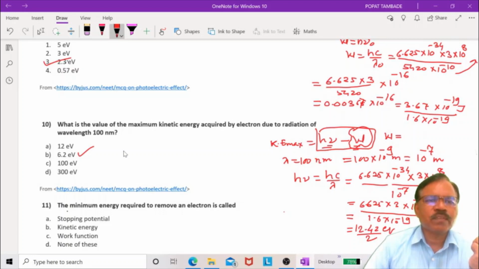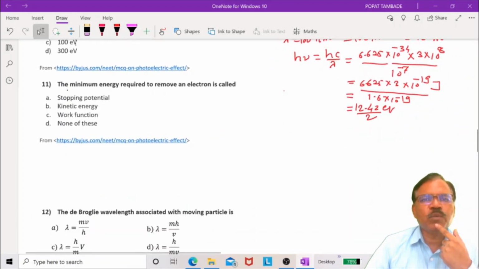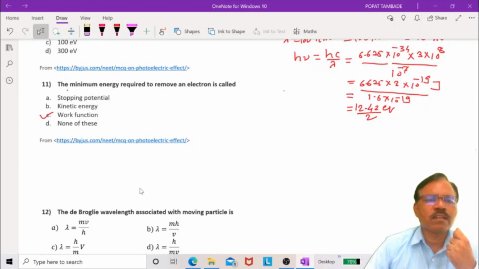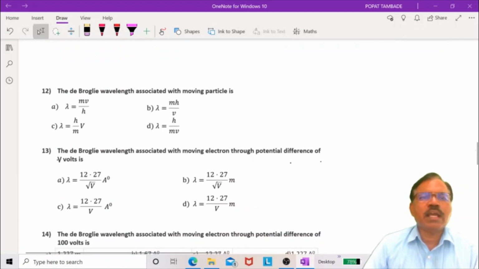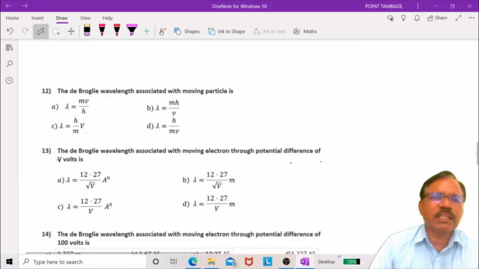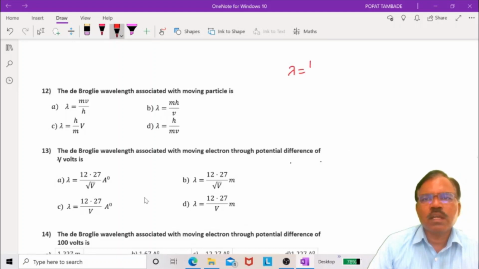Now next one, the minimum energy required to remove an electron is called work function. Now the de Broglie wavelength associated with a moving particle is lambda is equal to h upon p, where p is momentum, h is Planck's constant, lambda is called de Broglie wavelength, and we know p is equal to m into v. So we get lambda is equal to h upon mv. So this d is correct.